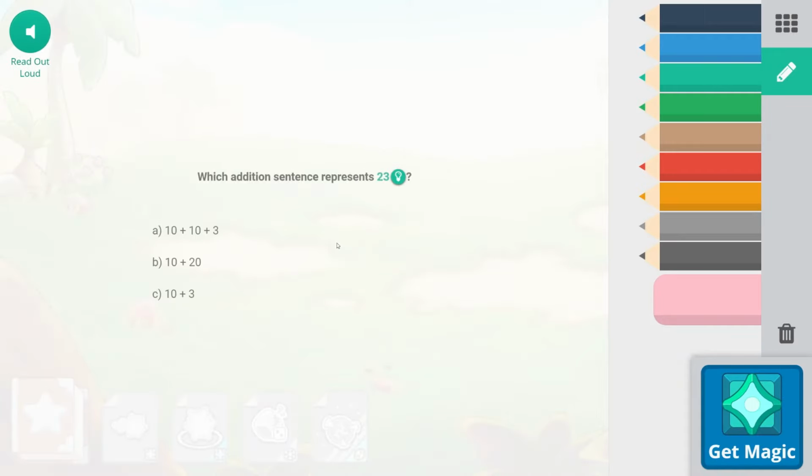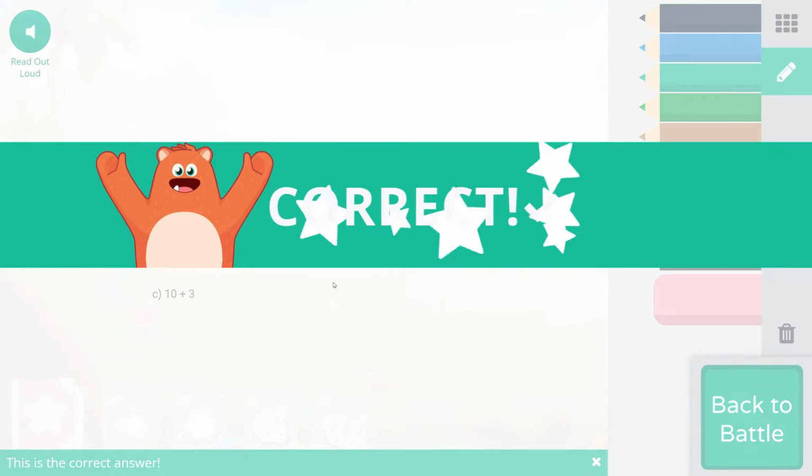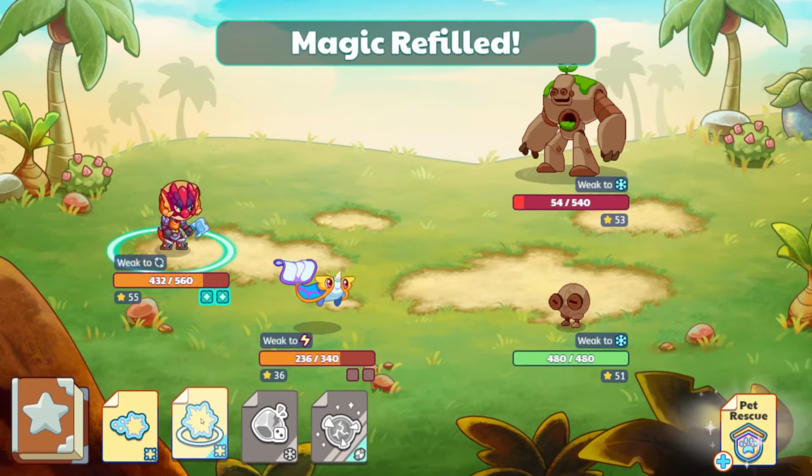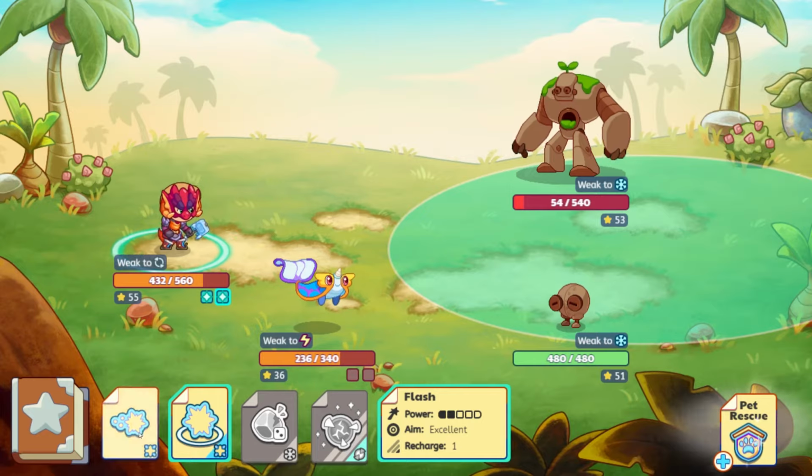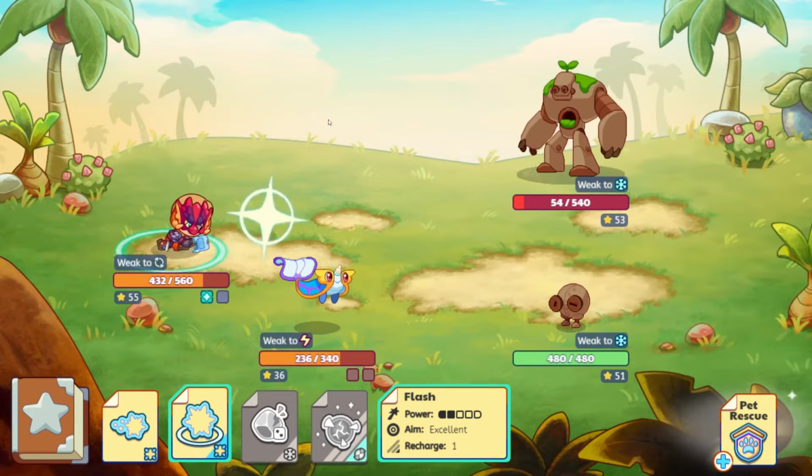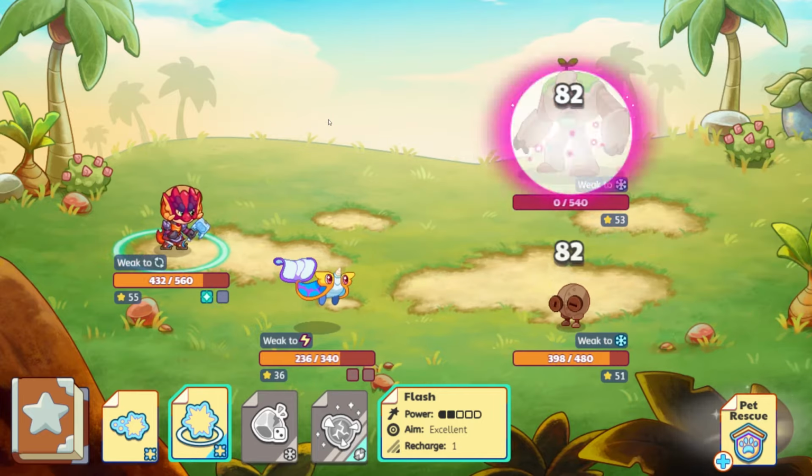Okay, so here we are. Which addition sentence represents 23? 10 plus 10 plus 3, that would be 20, and then 3. The other one would be 30, and then 13. All right, so I think Flash will finish you off. Let's find out. It does.